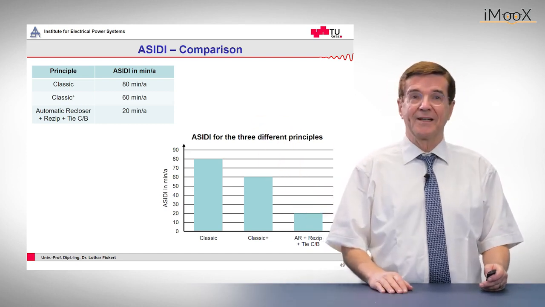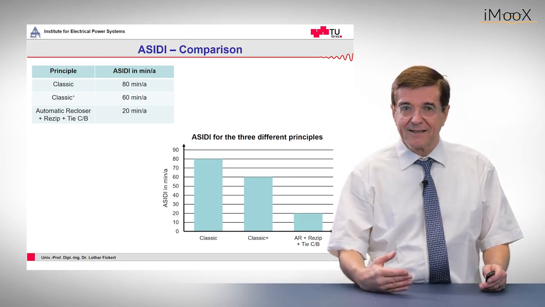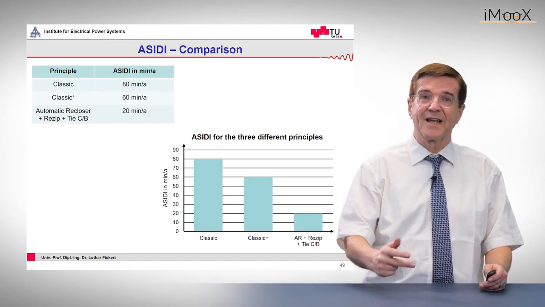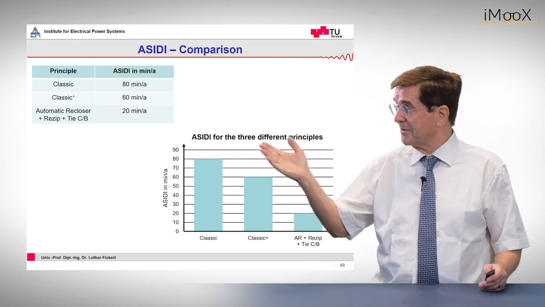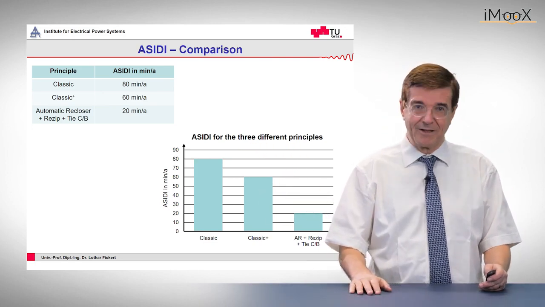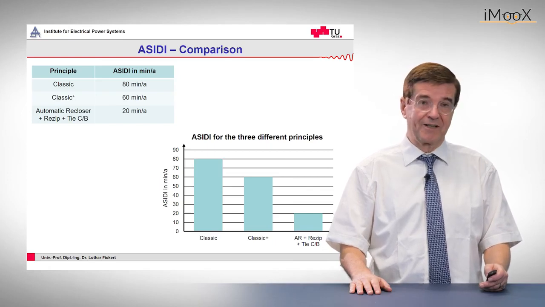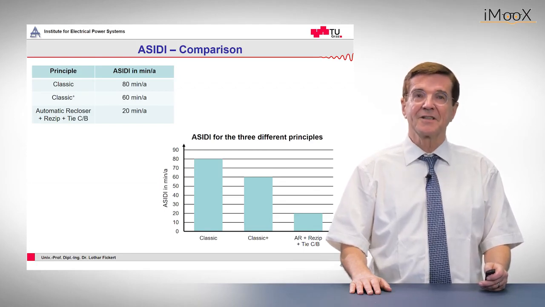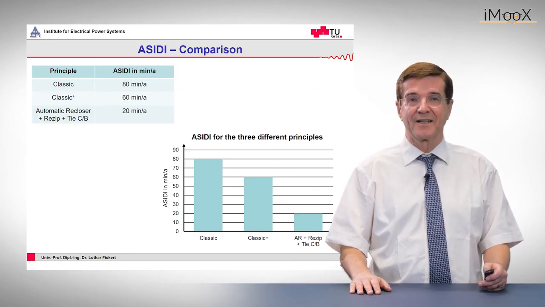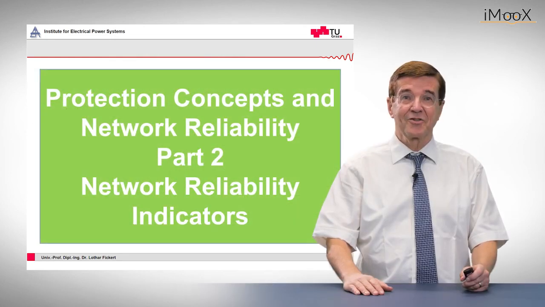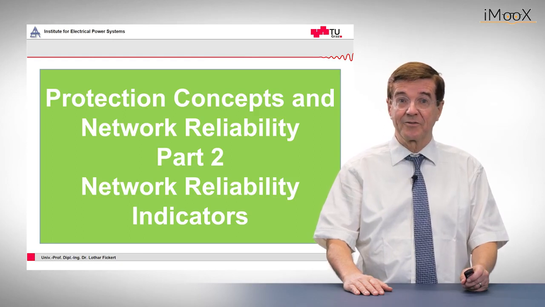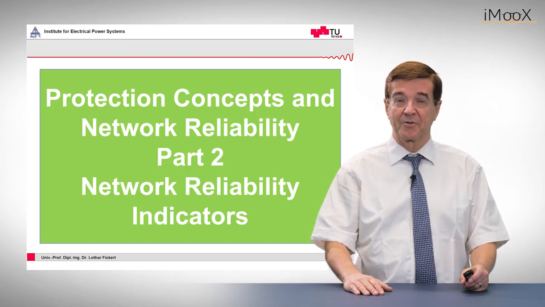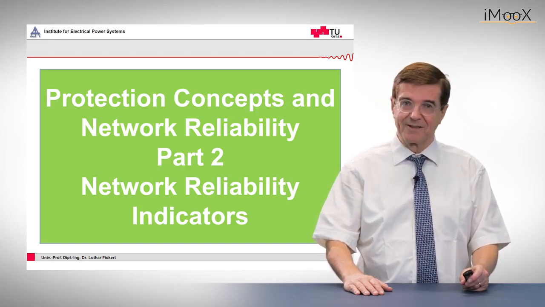But if we install this ring type network with automatic reclosers, automatic recip reclosers and a tie breaker, then we result finally with an outage time of 20 minutes, which is only a fourth of the original value. So this shows to us that protection is well in a position to reduce the network outage figures and to increase the network reliability. So this was today's lecture about protection concepts and network reliability. And here we looked into the network reliability indicators and showed that protection increases the network reliability. Thank you very much.